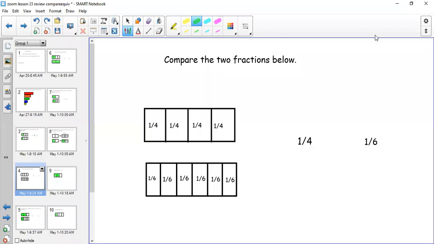Let's try another example by comparing the two fractions below. Let's compare 1/4 and 1/6. Let me shade or name the equal part in each whole. So I'm going to shade in 1/4, or one equal part out of the four. And I'm going to shade in 1/6, one equal part out of the six. And looking at the size of both equal parts, we see that 1/4 is bigger, so 1/4 is greater than 1/6.